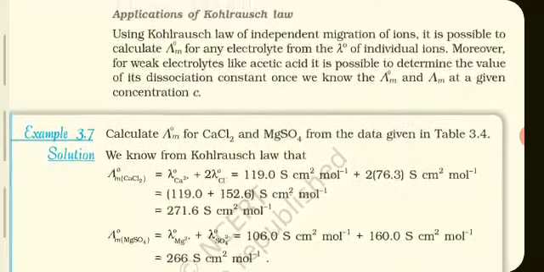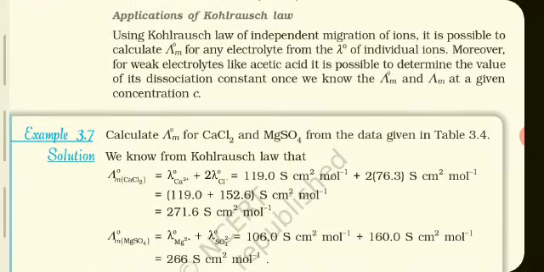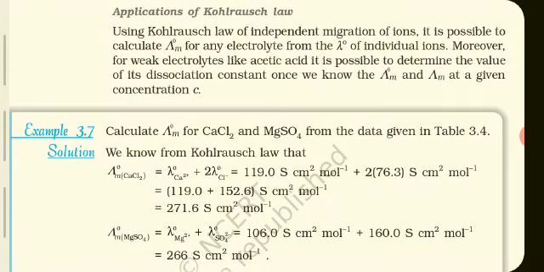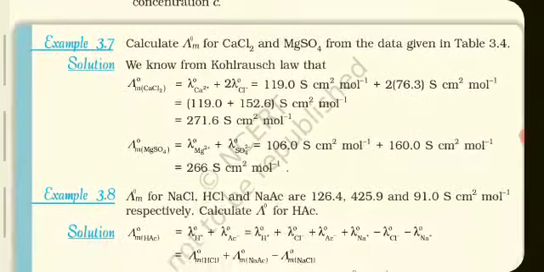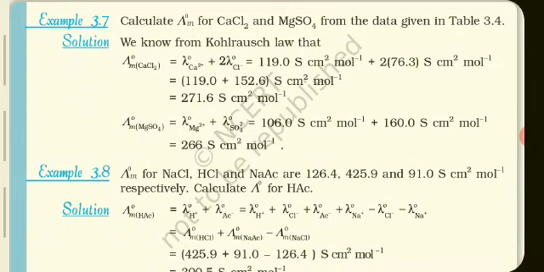Now these are the uses of Kohlrausch law. It is asked in examination, write the uses of Kohlrausch law or applications of Kohlrausch law. So try to remember it. Now you can see some solved examples are given to you, how we can use Kohlrausch law to solve these. Calculate lambda m0 for CaCl2 and MgSO4 from the data given in table 3.4. That is, conductivity due to individual ions is given to you in the table. We have also seen in the last video conductivity of different anions and cations at 298 Kelvin.